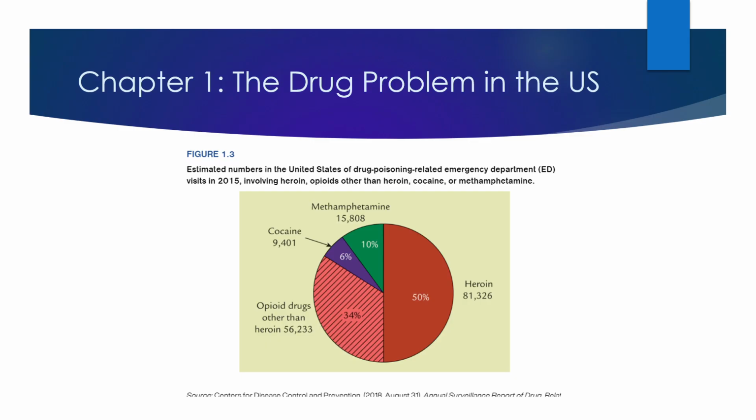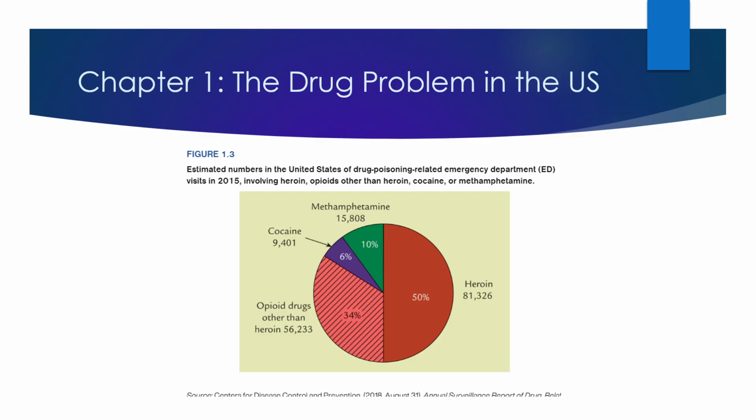You see here, according to this figure 1.3, the estimated numbers in the United States of drug poisoning related emergency department, or ED, visits in 2015 involving heroin, opioids other than heroin, cocaine, and methamphetamine. Earlier in the lecture we talked about the number of total overdose deaths. Here we're talking about visits to the emergency room and how those break down into what's most common and what's least common.